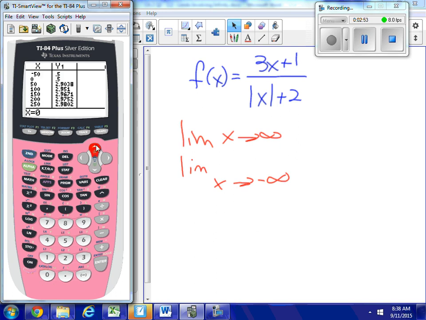So I see I have a y-intercept at 0.5. And as I'm going farther and farther negative, it does look like I'm approaching 3. And as I'm going farther and farther positive, again, both ways it looks like I'm approaching 3. So I would say that the limit as x approaches infinity is 3. And I would say as x approaches negative infinity, the answer is -3.